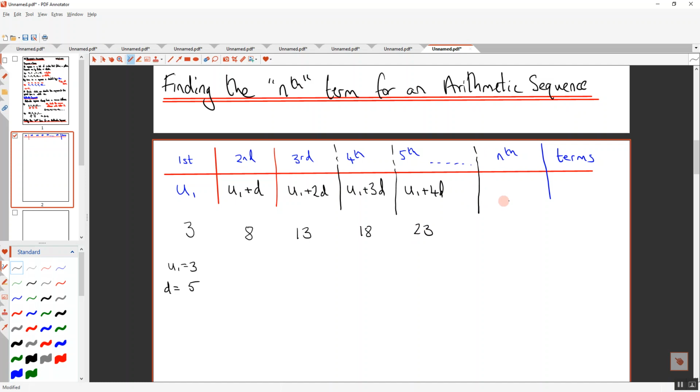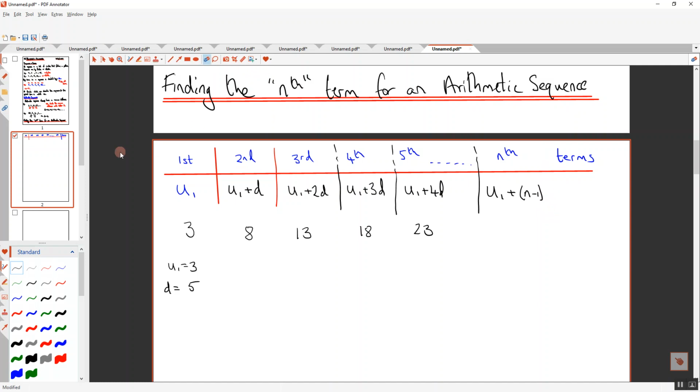So looking at the pattern here, you're all good at your patterns, your criterion Ds for your MIP. What's the pattern between the terms and the actual sequence? What's it going to be, Sienna? u1 plus... wait, no, hold on. u1 plus n minus 1, because it's always 1 less. If it's the fifth term, it's 4 times d. Right, good.